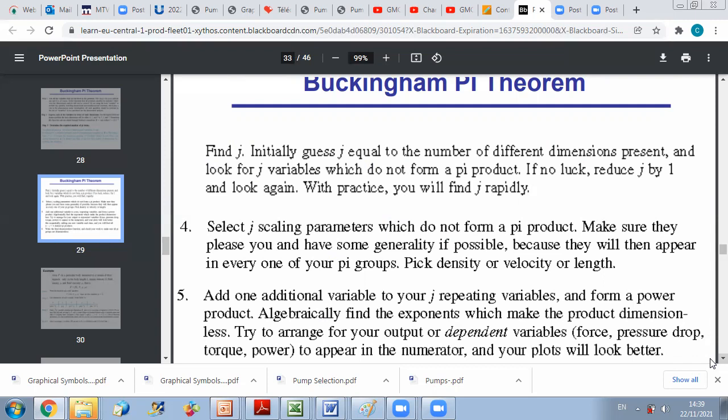The fourth step is to select J scaling parameters which do not form a pi product. Make sure they please you and have some generality if possible, because they will then appear in every one of your pi groups. This is what we talked about: usually we find parameters that are easy to change. Okay, pick density or velocity or length.